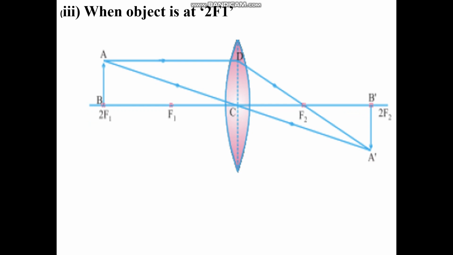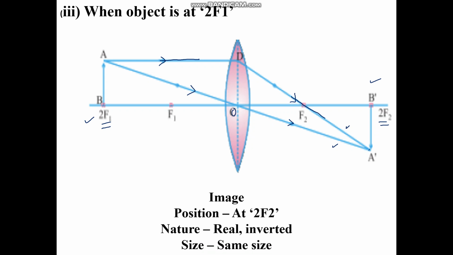Third, when object is at 2f1. Now, here you can see that there is an object which is placed at 2f1. One ray is being taken parallel to principal axis. After refraction, it is going to pass through the focus. Another ray is taken through the optical center, and after refraction, it will move undeviated. So these two refracted rays are converging at the point A dash, right? And you can see that they are converging just below 2f2. That means the image is formed. Object also was at 2f1 and the image is also formed at 2f, right? So we can say the image is formed at 2f. It is real, inverted and same size.